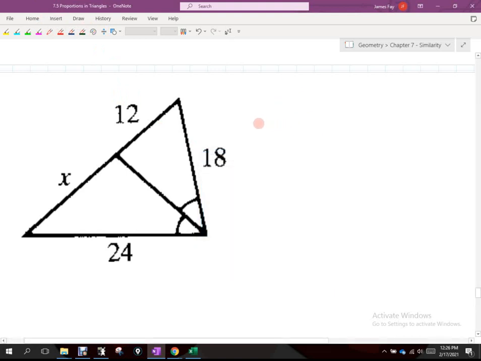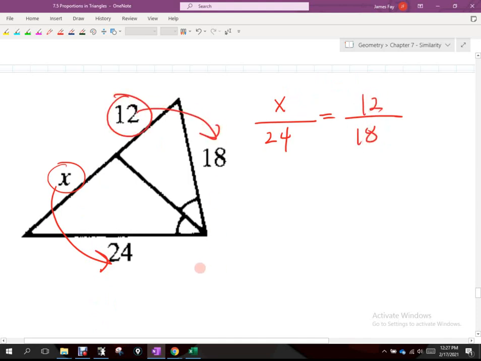Setting up my proportion. Okay, what do you want to write in this first ratio? We've got some options, but what do you guys want to write here? X over 24? That's fine. Okay. Now, it's not the way that the theorem was presented, but if you go X over 24, I want to follow a similar pattern in the second proportion or second ratio. So 12 over 18. Okay, if I follow those similar patterns, we should be okay.